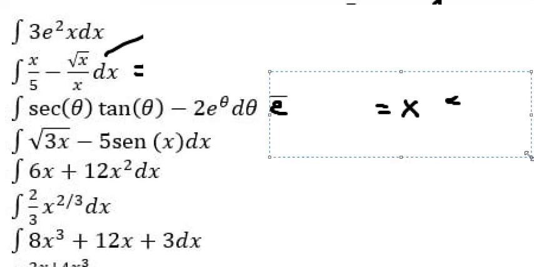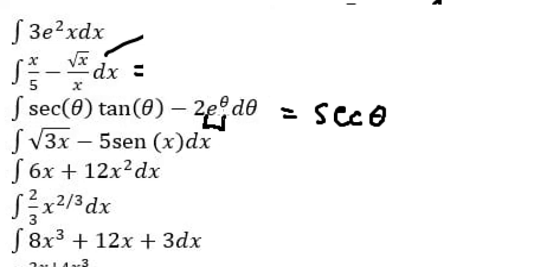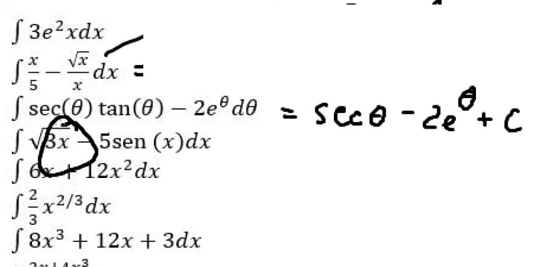Now let's go to the next one. The integration of secant theta tan theta, you get secant theta, because the first derivative of this one gives you this one in here. The integration of e to the power of theta, you get the same, e to the power of theta. And now we put c in here. And this is the answer for question number 1.